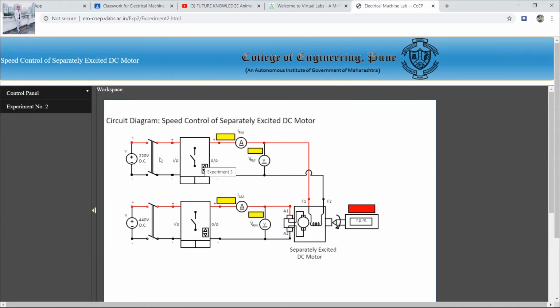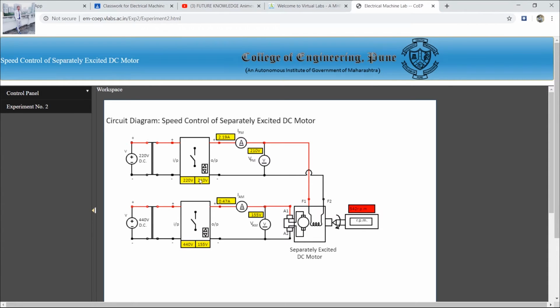At first I join the terminal of the field. Next I join this armature terminal. Next we vary the field terminal. You can see this armature terminal. We increase the field terminal. Next we increase the armature terminal of the DC motor. Here you can see the RPM speed in the tachometer. We are increasing the armature terminal voltage.